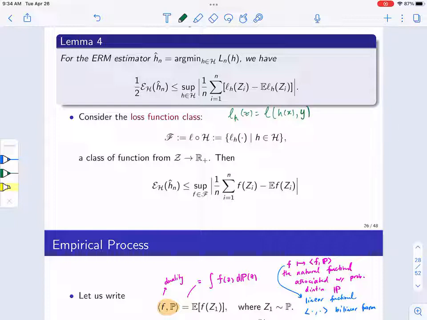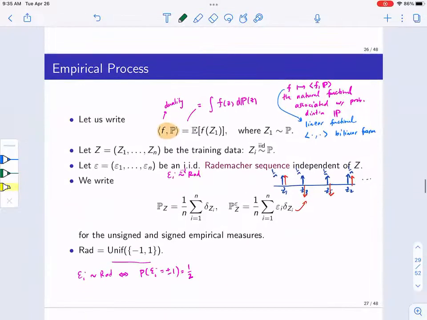And so if you define this loss function class, then you can see that the excess risk is bounded by the supremum of this deviation. So this is the empirical average, and this is the expected population average. And so then we focused on trying to control a quantity like this. And so we introduced some terminology, the terminology of empirical processes.